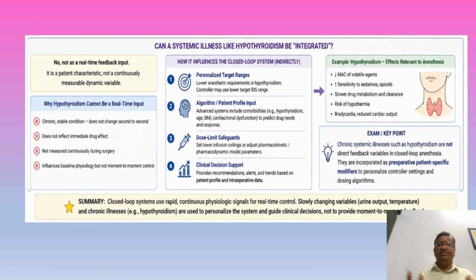Can systemic illnesses like diabetes, hypothyroidism, all these things be integrated? For example, diabetics may have autonomic neuropathy. Hypothyroidism patients are likely to bleed. They are more prone to sedatives. It is very difficult to integrate all these things. All these chronic conditions do not change second to second. They are not measured continuously. You cannot go on measuring T3 continuously. Baseline physiology. Even for sugar, we are monitoring every hour only. We are not monitoring beat to beat. Or can we influence the autonomic nervous system instability in this? Yes, it may be a secondary thing, but presently, no.